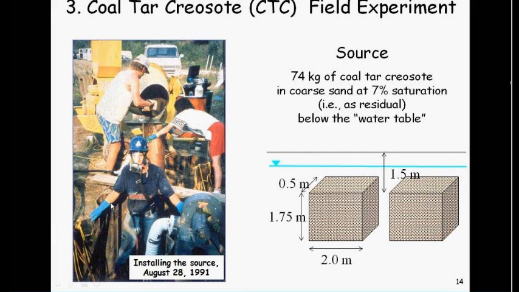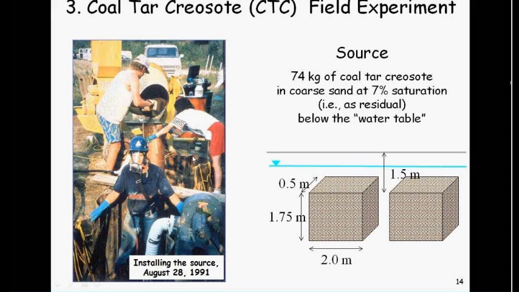This is a picture of how we emplaced it. You can see the safety precautions in 1991 were embarrassing. This is the drum of coal tar creosote. Measured amounts are mixed with weighed amounts of sand to get a fairly consistent mixture, and that sand is trimmed into a hole.